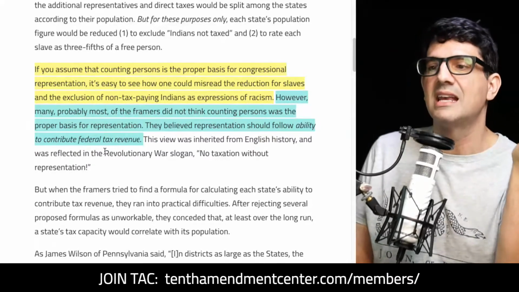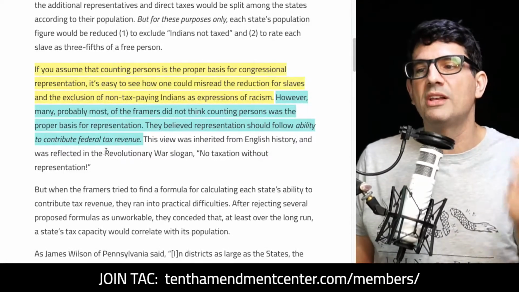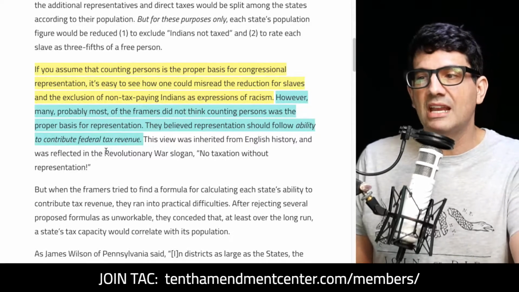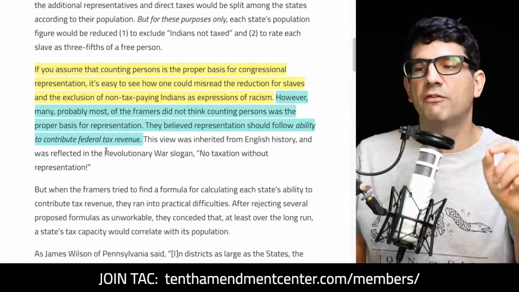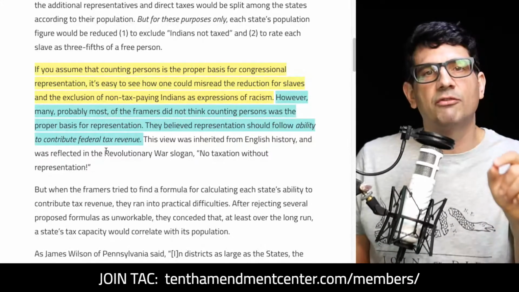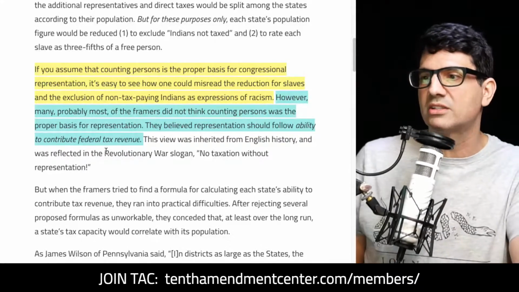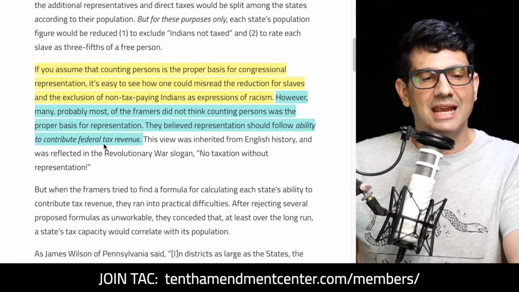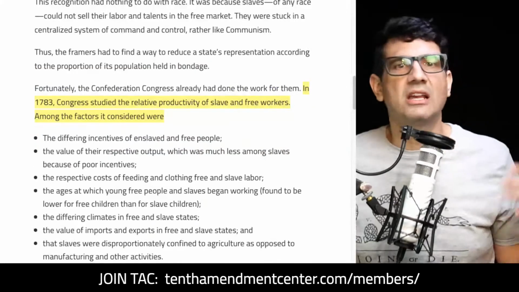So Nadelson again, he says, many, probably most of the framers, did not think counting persons was the proper basis for representation. They believed representation should follow, and he highlights this, ability to contribute federal tax revenue. This view was inherited from English history, he writes, and was reflected in the Revolutionary War slogan, "No taxation without representation." Again, from Rob, he points out, so I was talking about this, a committee was put together.